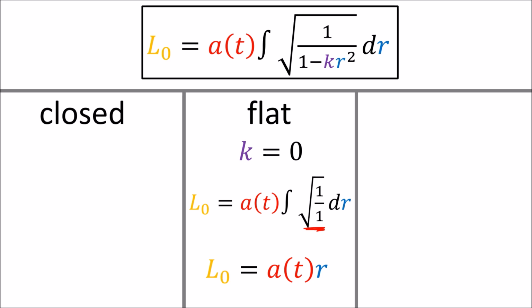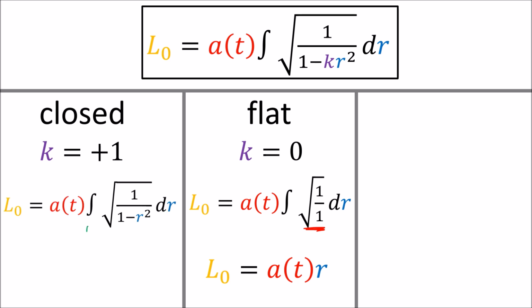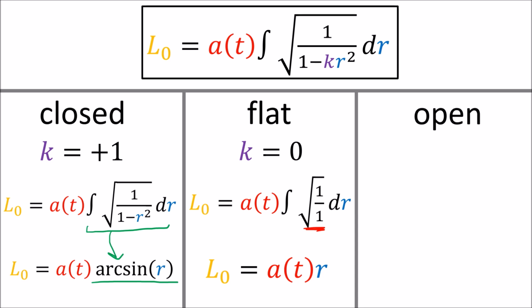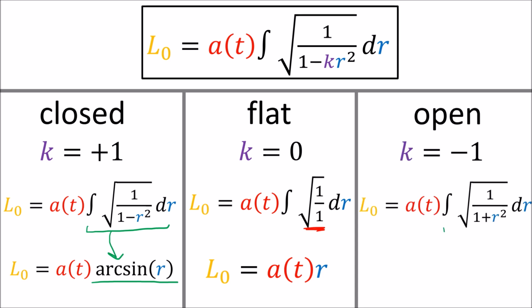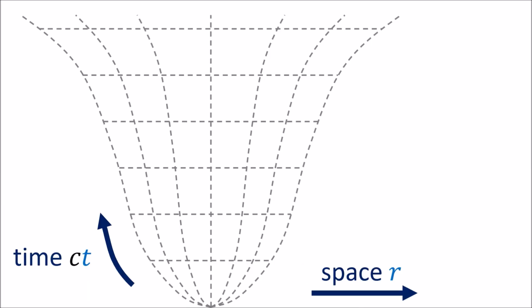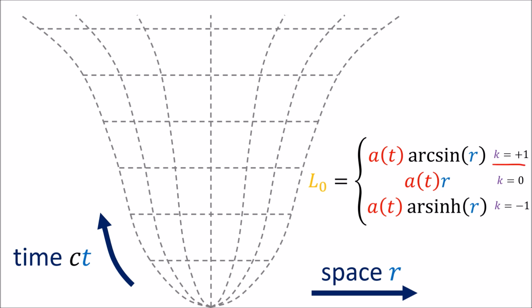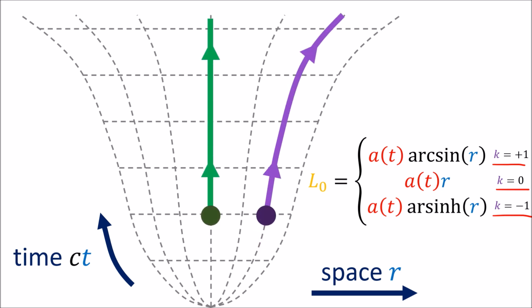For a closed universe with k equals plus 1, this integral gives inverse sine of r. And for an open universe with k equals negative 1, this integral gives inverse hyperbolic sine of r. So regardless of the universe's spatial shape, the scaling function a of t really does change the physical length of the r coordinate over time. And so the distance between two free particles really does change over time when the FLRW metric has a changing scale factor.